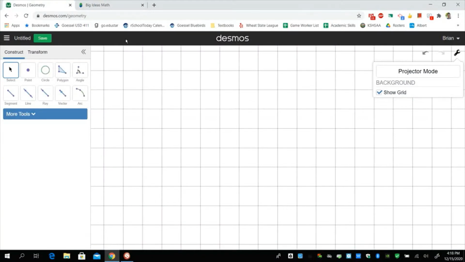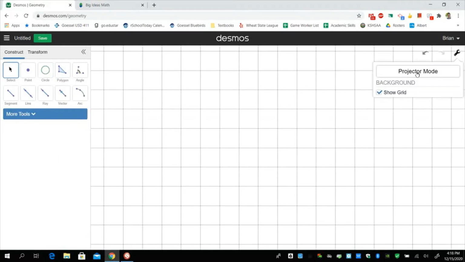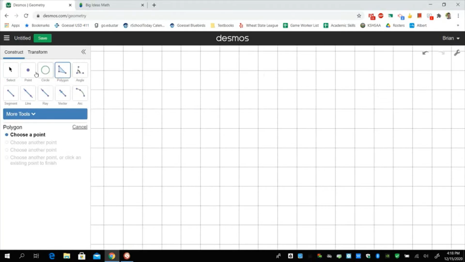Encourage you to play around with this a little bit as well. And I'm going to draw a triangle. So I go up to the polygon tool. You can turn the grid on if you go up to the settings here and projector mode. You log in with your Google account, school Google account, that'd be the easiest way, and just click show grid. So if you like having the grid there like I do, you can turn that on. So when you click an operation, it tells you what you need to do here. So choose a point, choose another point, and choose another point. Okay, so choose another point or click an existing point to finish. So there's my triangle.